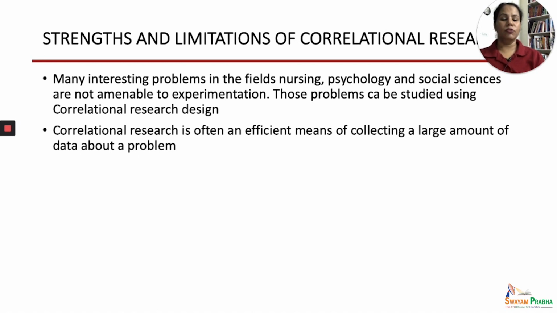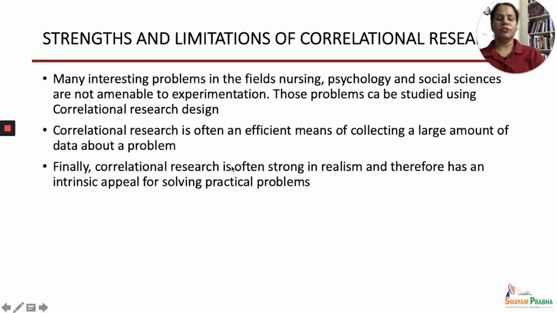For example, if you are using a survey method, so you want to study the nursing students about their attitude towards the nursing profession. So at a time you can get the data from many students, and this is a very efficient means of collecting a large amount of the data.